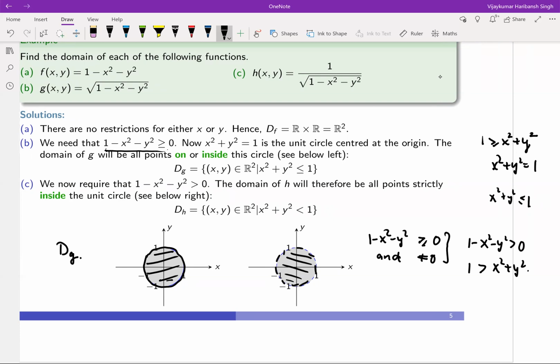So this is how you find the domain of a function of two variables. Similar techniques can be extended to functions of three variables or n variables. Okay.